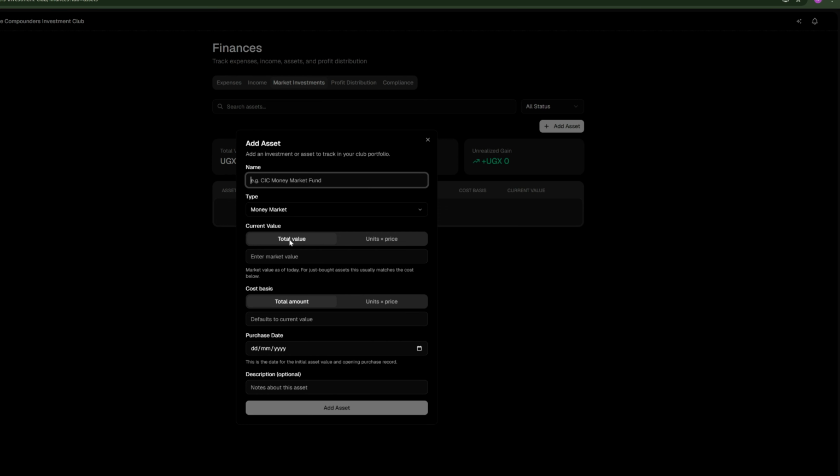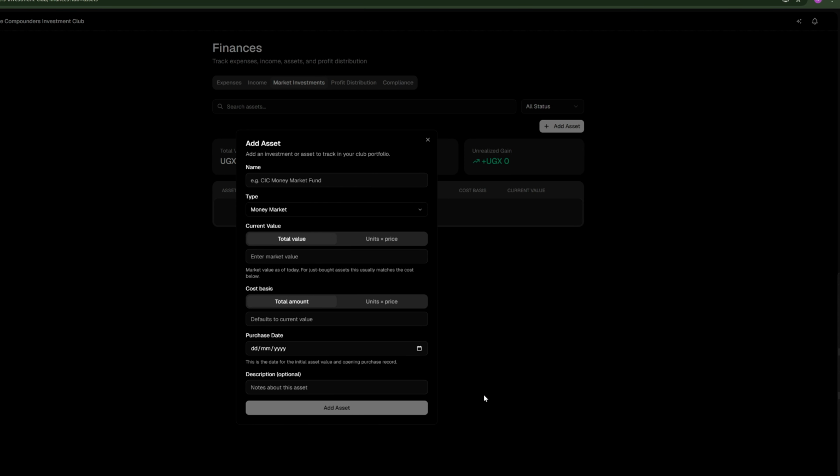For the current value and cost basis, the system gives two ways to enter the figures, and depending on the asset type, it will default to the most appropriate way, i.e. the total value or total amount, or the units times price. Let me walk you through each asset so we see how to fill in the form. Let's start with shares because they have the most moving parts.